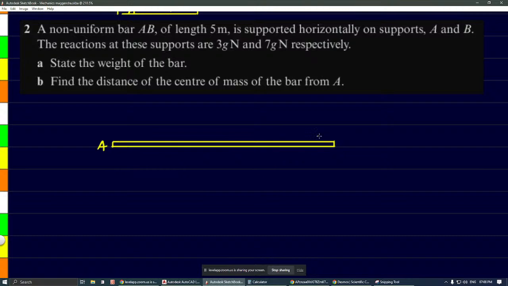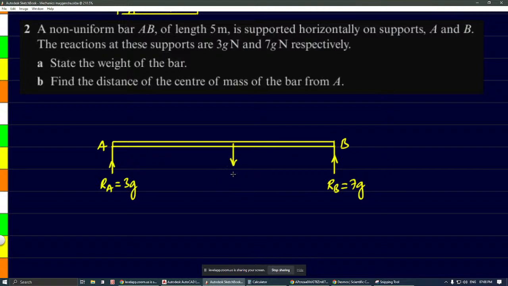Okay, again we have the rod AB. Reactions at A and B have been given to us. Reaction at A is how much? 3g newtons. Reaction at B, 7g newtons. So state the weight of the bar. What will be the weight of the bar?